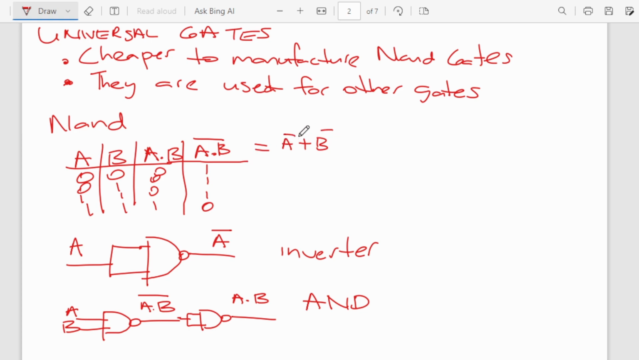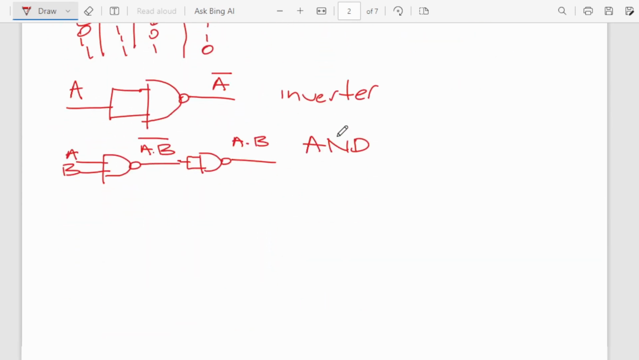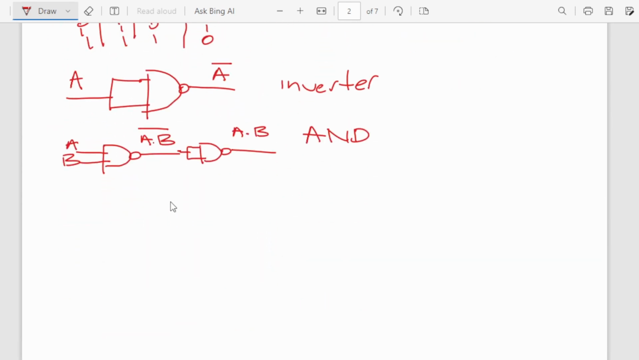So A is going to be A, B is going to be B, and then we're going to have the OR logic. This is what I'm talking about. We have a NAND gate here, and on the inputs we're going to put inverters. The inverter is formed when we connect the inputs of the NAND gate together.